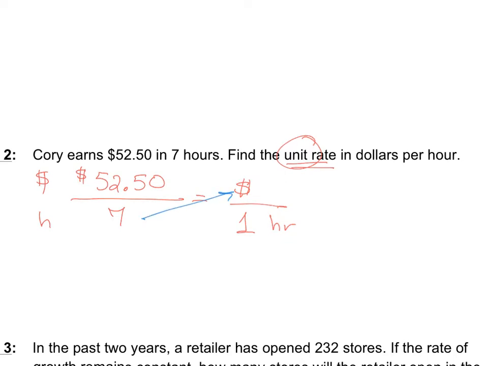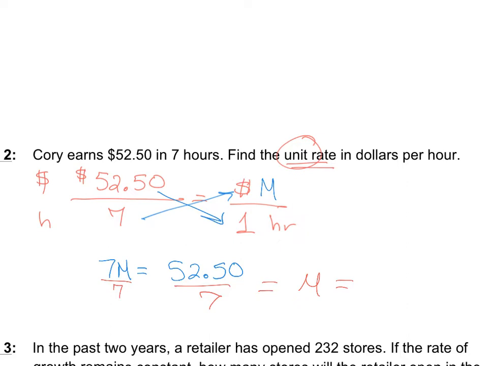Let's call this H, or D, probably for dollars, or money, M. It doesn't matter what you want to call it. Let's call it M. 7 times the number of money is equal to $52.50. Yes, the other way of doing it is just dividing, but let's continue with the proportion. Divide by 7, and when you use your calculator, because you are allowed to use your calculator, you get that the money was $7.50 per hour.